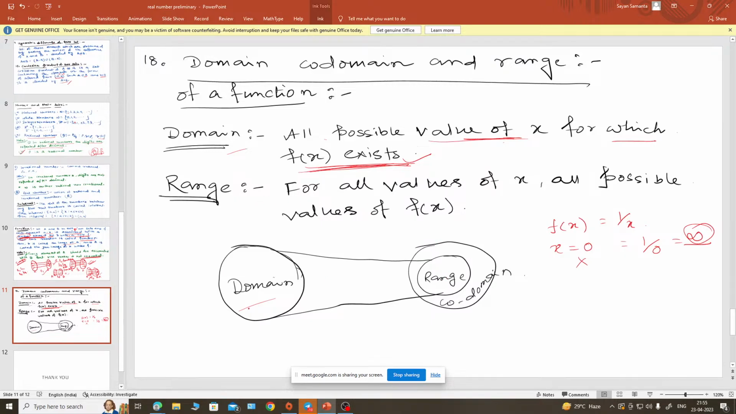Codomain set is the set to which we map. And range set is all possible values of f(x) for all values of x. Here we can write N to N map. So the members are 1, 2, 3, 4, and so on, the natural numbers. And also here exist 1, 2, 3, 4, 5, 6, 7, 8, and so on.